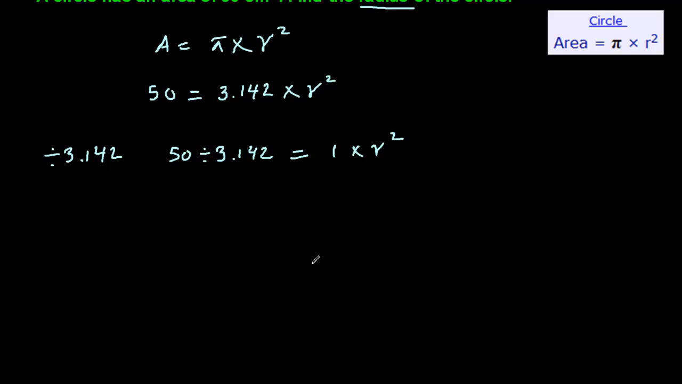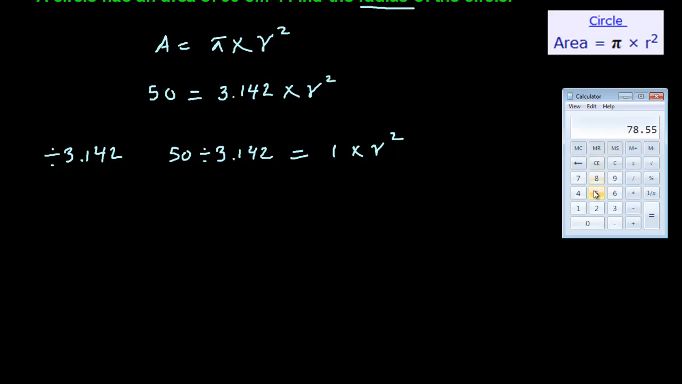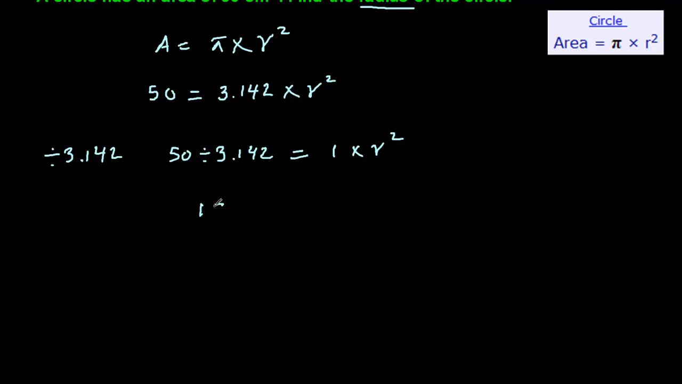So I can use my calculator to work out what 50 divided by 3.142 is, which is 15.91, up to 2 decimal places. On that side I've got radius squared. Now I have been told to work out the radius, but I've got radius squared here. What is the inverse of square? Obviously square root. So we need to find the square root on both sides.